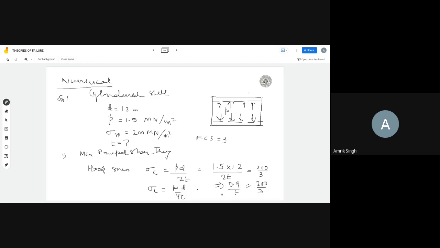So T is equal to, we can calculate the value of T according to the maximum principal stress theory. So T is equal to, because this will be maximum, that's why we are taking this. So T will be equal to 13.5 millimeter if we solve this.